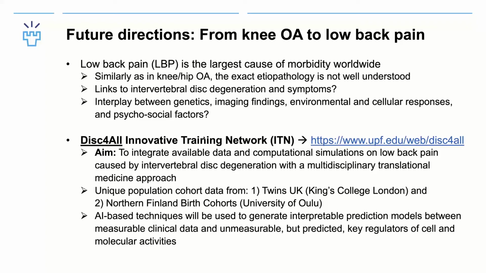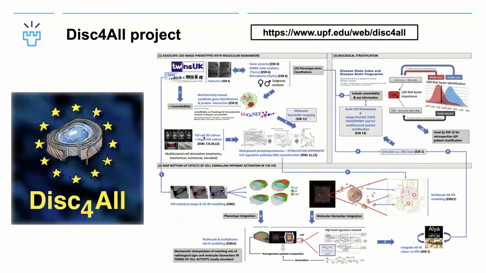This project will use unique population cohort data from the UK and also here from Oulu. And a lot of AI-based techniques will be used to generate interpretable prediction models between measurable clinical data and unmeasurable but hopefully predicted key regulators of cell and molecular activities. So please take a look at the web page of DISC for All. At the moment, we have a call open for 3 early stage researchers, so basically 3 PhD students within this network. So take a look at the web page if you are interested.